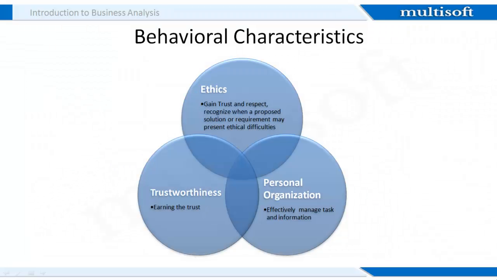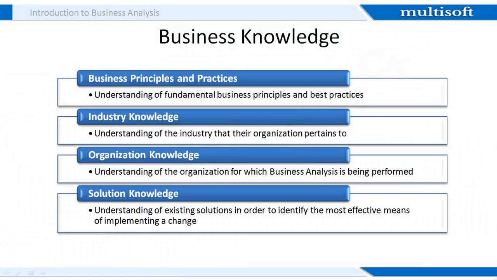The next competency is behavioral characteristics. This has three categories, which are ethics, personal organization, and trustworthiness. Ethics means to ensure moral behavior in order to earn the trust and respect of the stakeholders. Personal organization involves effective management of tasks and information. And trustworthiness is to demonstrate to stakeholders that they deserve the stakeholders' confidence and are concerned with the stakeholders' best interests. Moving on, the next competency is business knowledge, which further includes four categories.